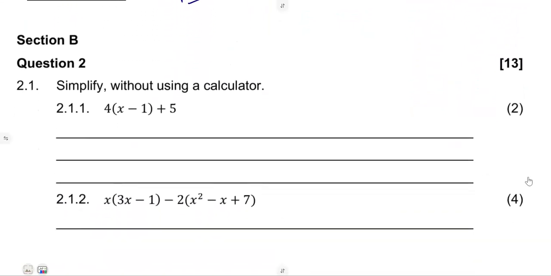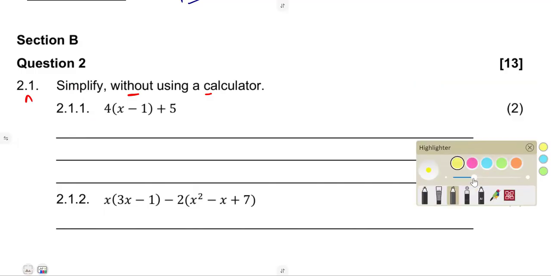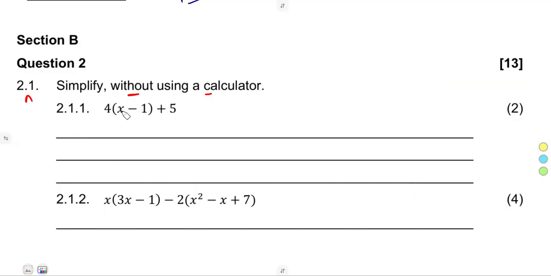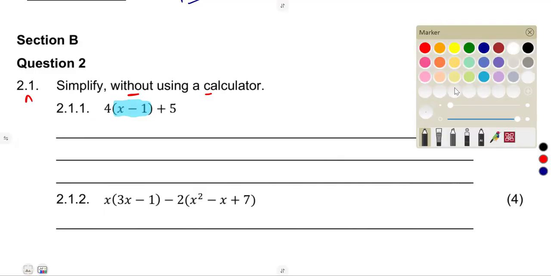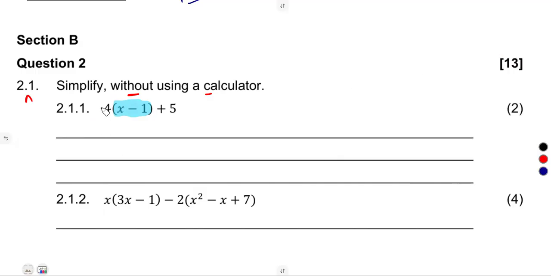All right, section B, we are given question number 2 and question 2.1, simplify without using a calculator. All right, so let's see the first part. What is it that you're supposed to do? This is just an expansion of brackets. Simplify, expand the bracket. As we can see, there is a bracket here. So the 4, which is outside of the bracket, is supposed to expand. Distribute by each and every term.